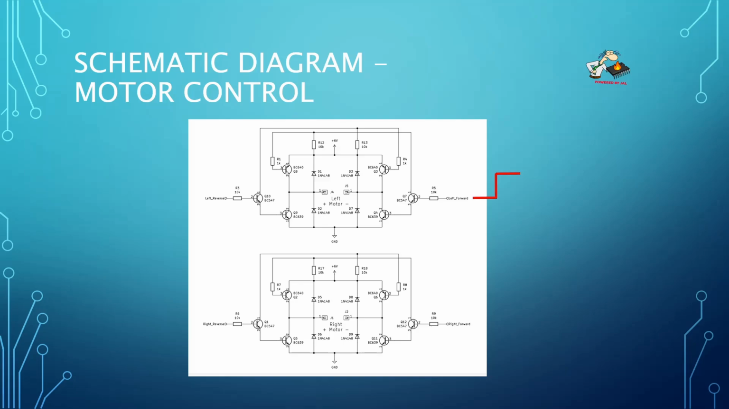When the PIC activates, for example, the left forward signal, these 2 transistors will be activated, which means that the current flows in this direction through the motor. If the PIC would trigger the left reverse signal, then these 2 transistors will be activated and the current will be in the opposite direction, so it will be reverse. Of course the PIC will never activate both signals at the same time, because then you would make a short circuit.